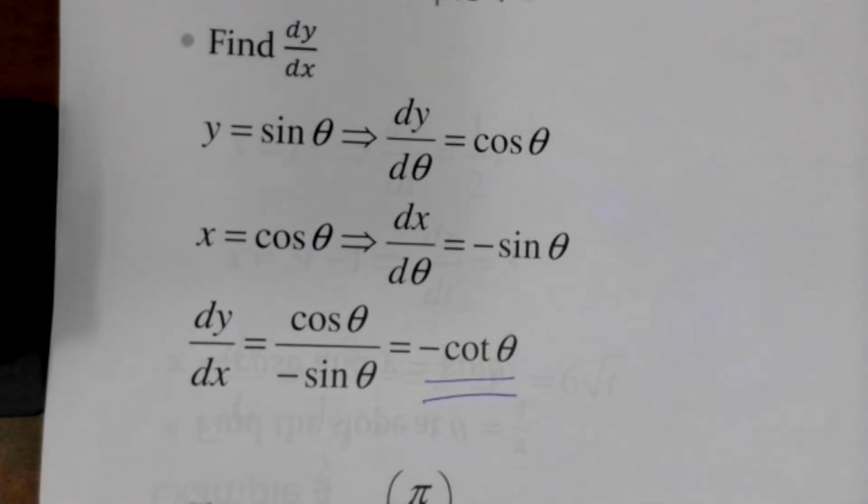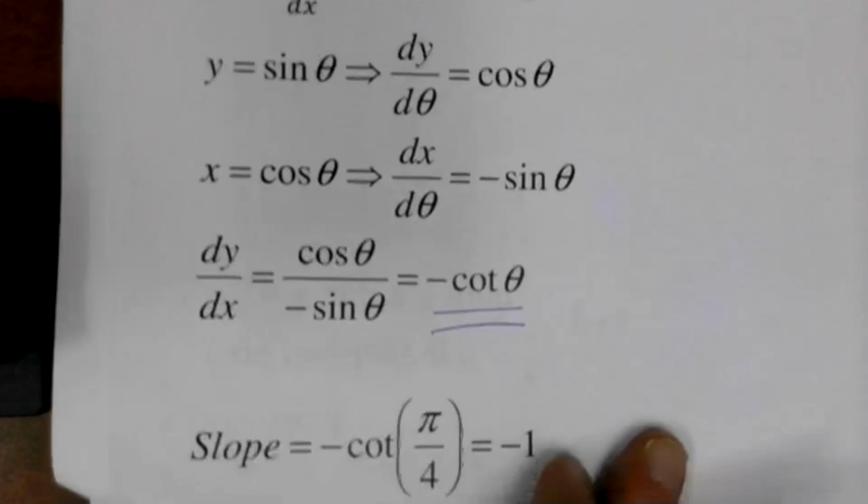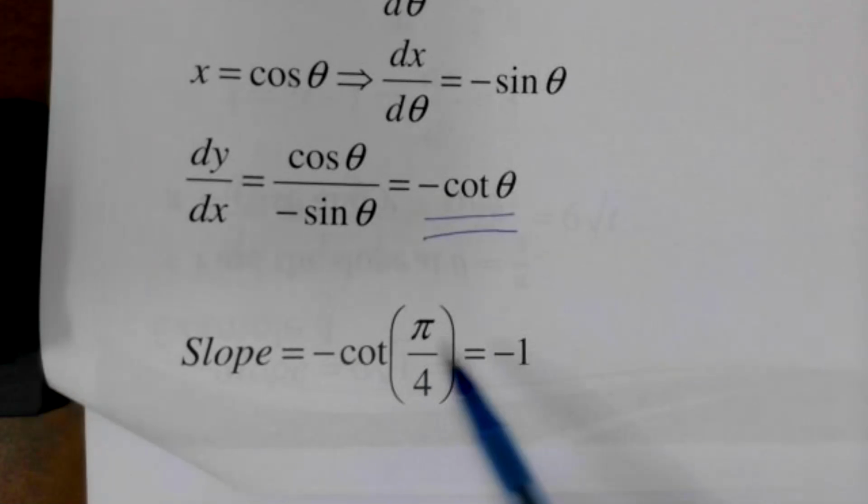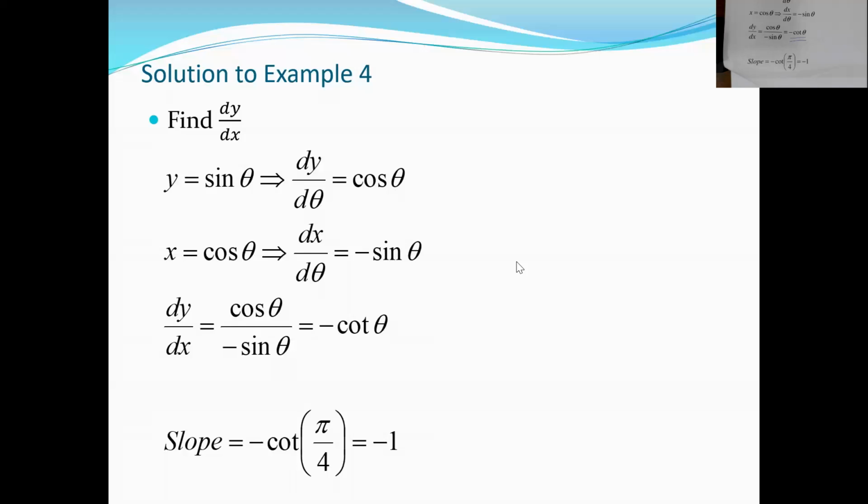And of course, you do have the negative in front. So the actual final answer for the derivative is -1. That's the slope of your tangent line to your parametric curve.